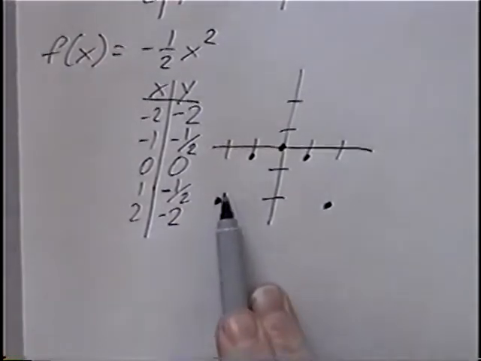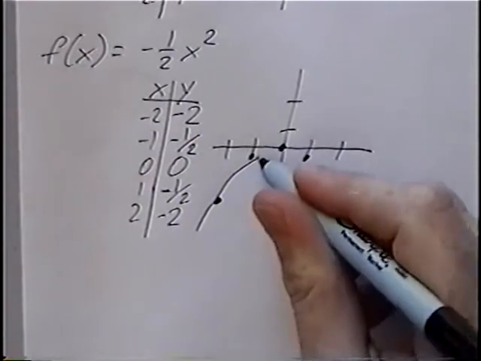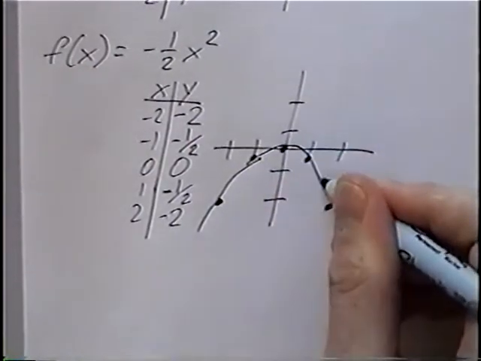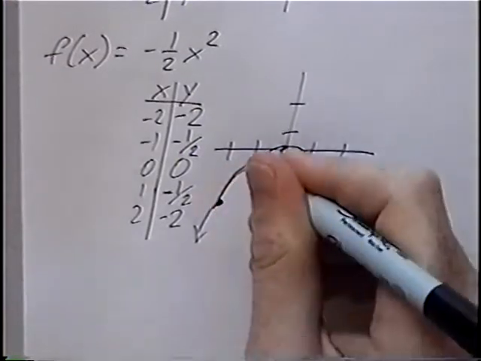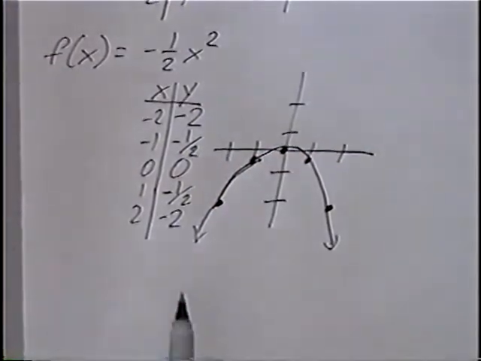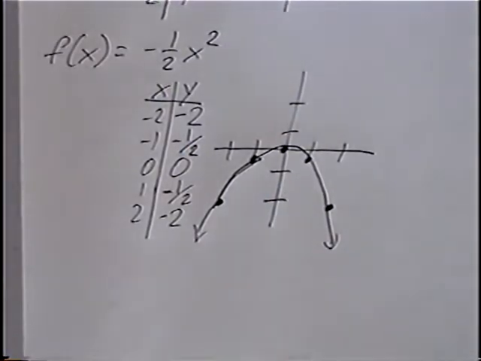This time again, all 5 points make a U shape or parabola shape. This time the parabola is upside down. It opens down to the bottom. And the reason for that is if you have a negative number in front, that flips all the points down to negative.